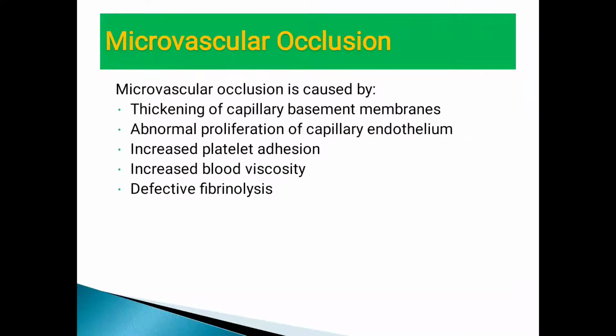So what happens? First thing is that there is microvascular occlusion. Micro means small, vascular means blood vessels. So diabetes causes occlusion of small blood vessels. This is because of thickening of the capillary basement membrane, then abnormal proliferation of capillary endothelium, and increased adhesion of platelets under the lumen of the blood vessels, increased blood viscosity, and defective fibrinolysis. So all this will cause microvascular occlusion.